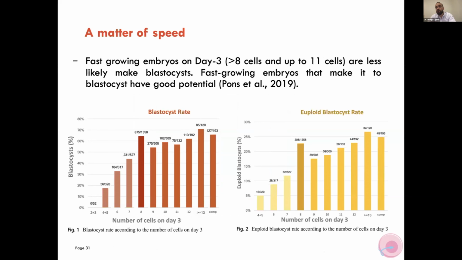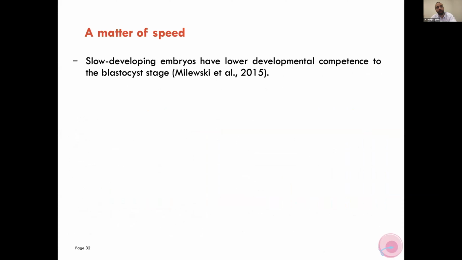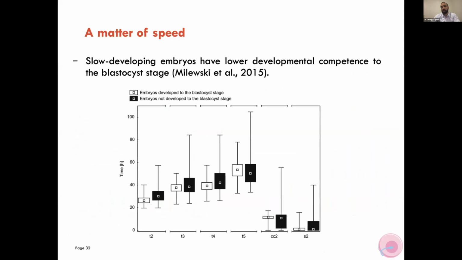And that is also correlated with the euploid blastocyst rate. So when it comes to fast embryos, the euploid blastocyst rate is only up to 11 cells. And then it seems that even faster embryos can somewhat be okay. Slow developing embryos also have limitations and have lower developmental competence to the blastocyst stage.